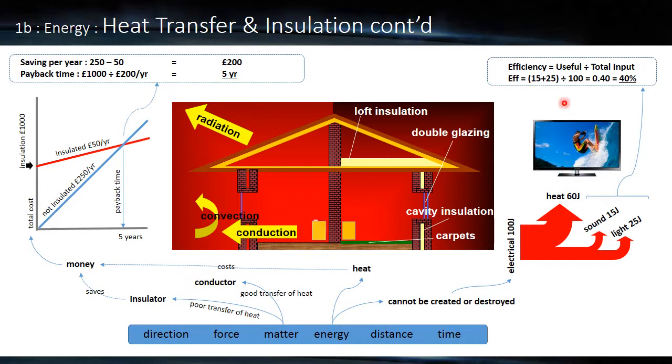We need to know the efficiency. So efficiency is useful over total. So we've got 40 is useful over the total of 100 supplied. So we think of that as 0.40 or 40%. So 40% is useful. So that was Unit 1B, heat transfer and insulation, where we considered how we represent heat flow and energy changes, and we think about the costs.